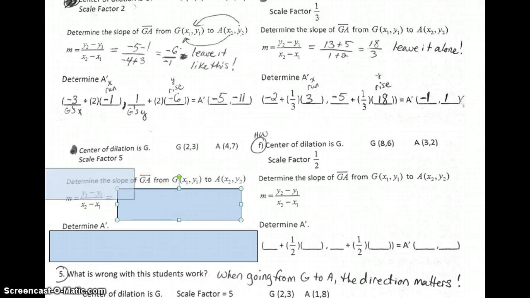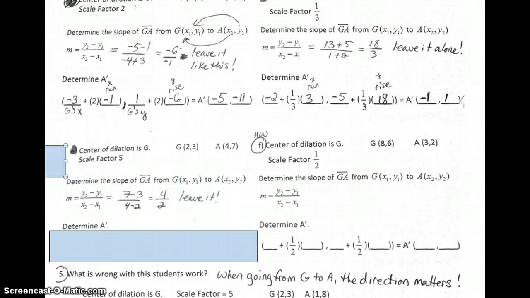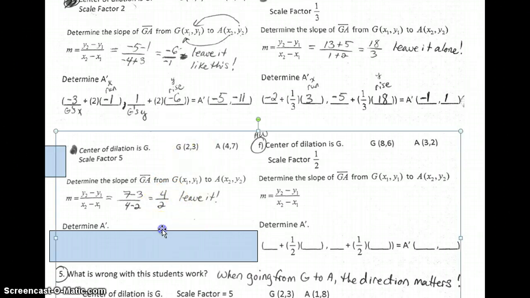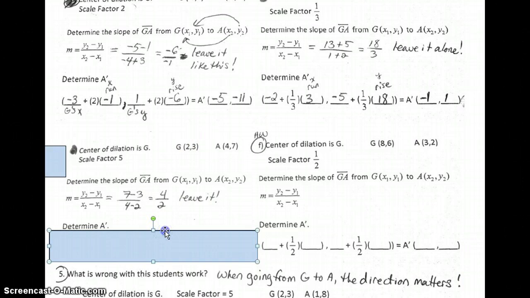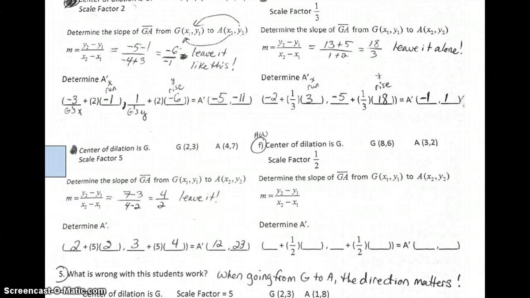There we go. Did you get 4 over 2 and leave it alone? And then take this, multiply that by 5. Take this, multiply that by 5. Add those to the correct parts of G, the correct coordinates that you had before. And you should get this. So A prime would end up over at 12, 23.